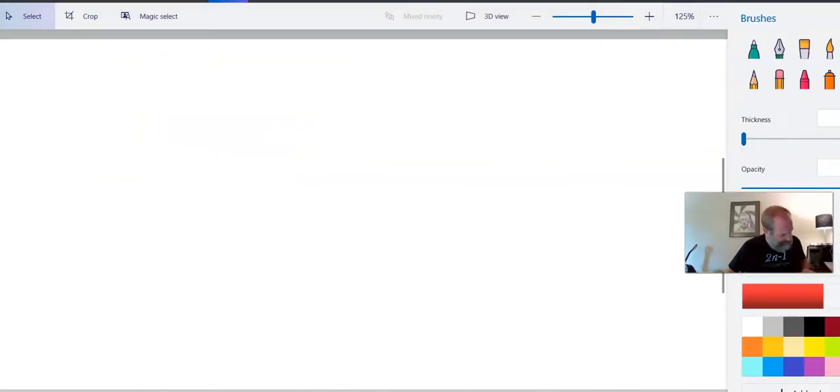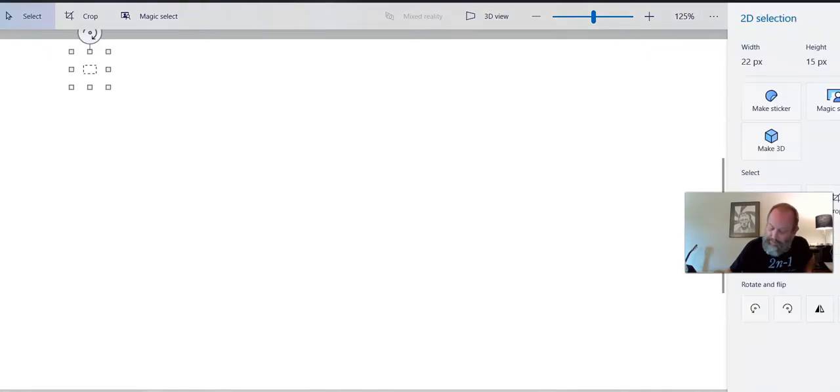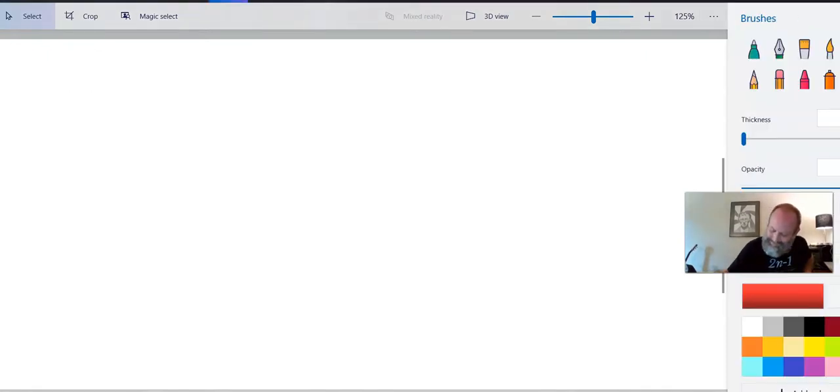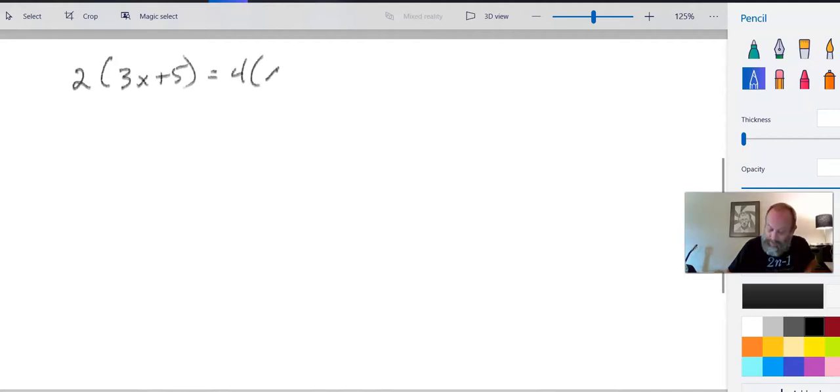Okay, so let's walk through the next example here. So let's say I have 2 times 3x plus 5 is equal to 4 times x plus 2 minus 3. Okay, so we're going to see what we can do with this one. We're going to walk through this one together, and we'll take a look at another one after this.